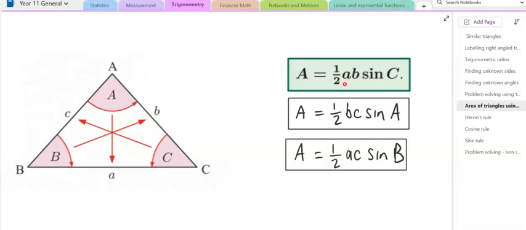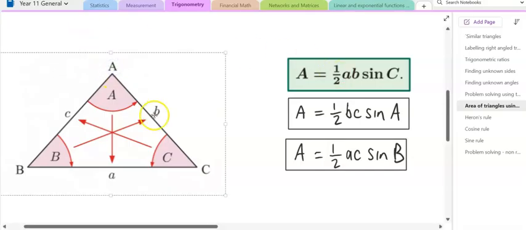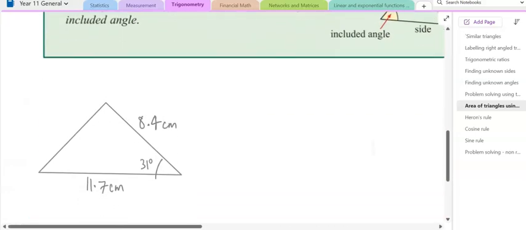And it really depends how you label that triangle. So this doesn't necessarily have to be an A up here. A could be down here. But depending on the two side values that you have and that included angle will depend on which one of those three variations of that formula you will use. Hopefully that makes sense. Let's look at an example I have down here.